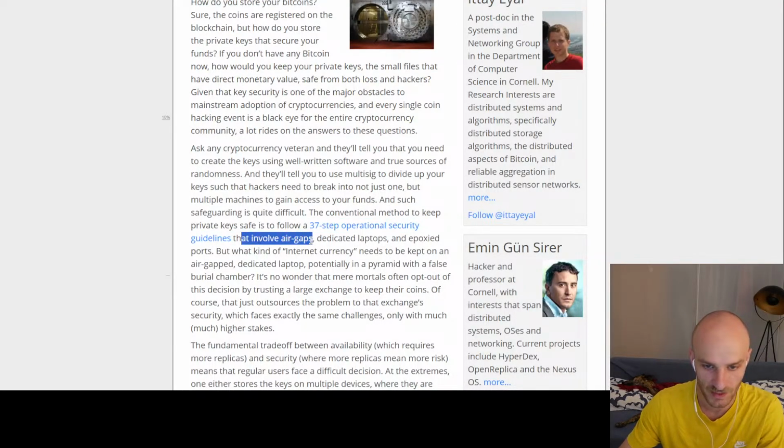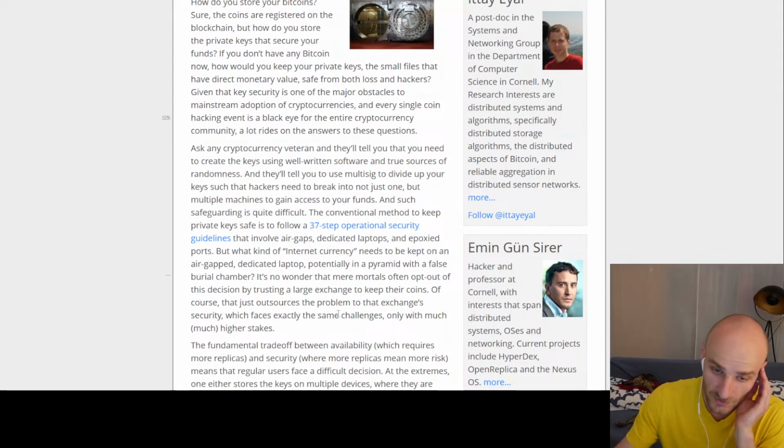That involve air gaps, dedicated laptops, and epoxied ports. But what kind of internet currency needs to be kept on an air-gapped dedicated laptop, potentially in a pyramid with a false burial chamber?